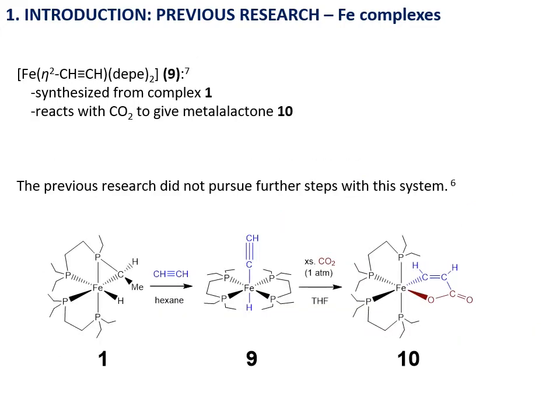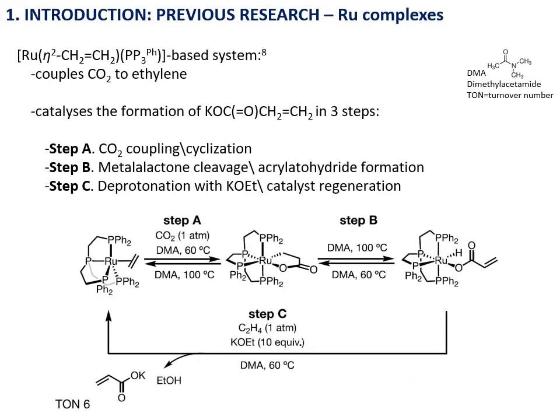These sorts of reactions have been explored for acetylene as well. This acetylene complex can be synthesized from the cyclomethylated complex to give this acetaldehyde complex, which can react with CO2 to give the unsaturated metallolactone complex. This ethylene complex was found to couple CO2 to ethylene and thus catalyze the formation of potassium acrylate.